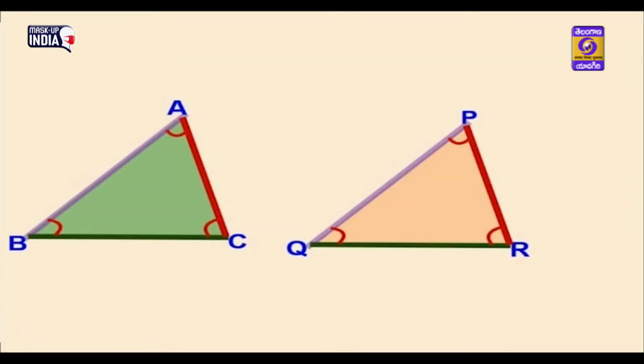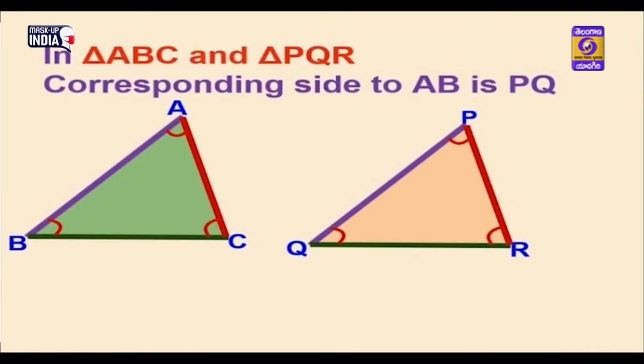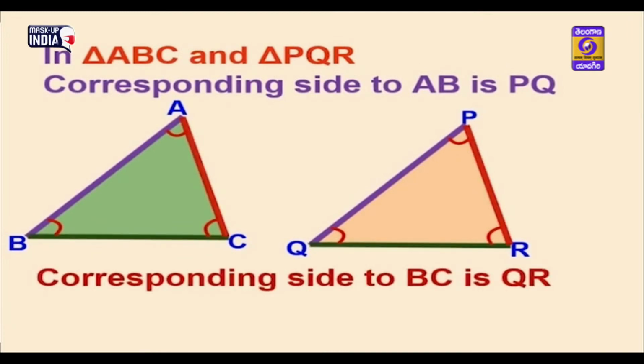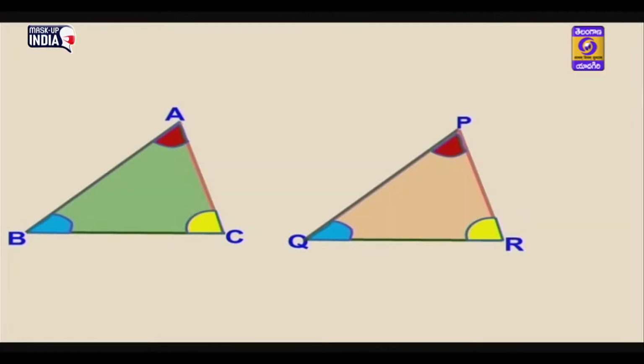Now, observe these two triangles again. In these two triangles, corresponding side to AB is PQ and corresponding side to BC is QR and the corresponding side of the third side of the triangle ABC, that is AC, is PR. Corresponding side to AC is PR. Observe these two triangles children again. Let us compare the angles of these two triangles. The corresponding angle of angle A is angle P. Then the corresponding angle of B is angle Q in the triangle PQR. The corresponding angle of C is angle R.